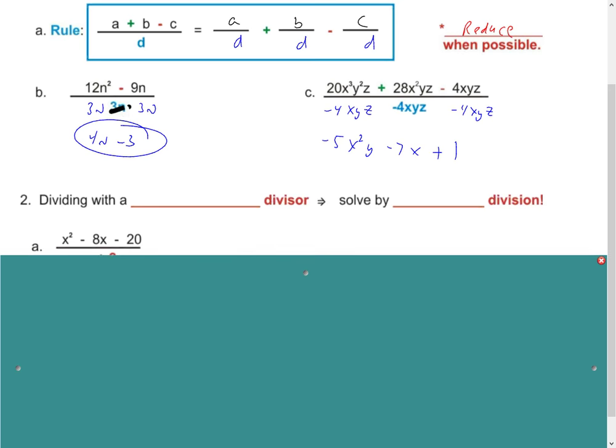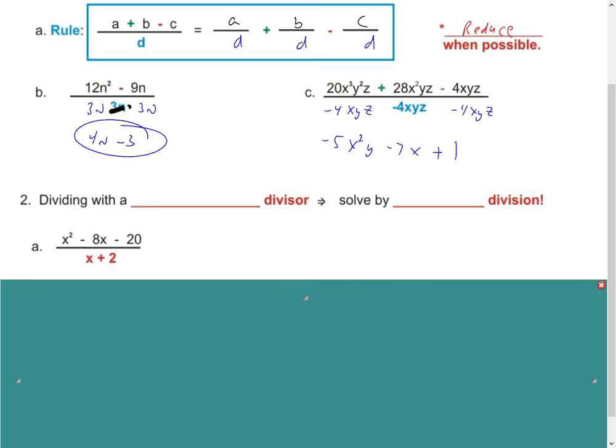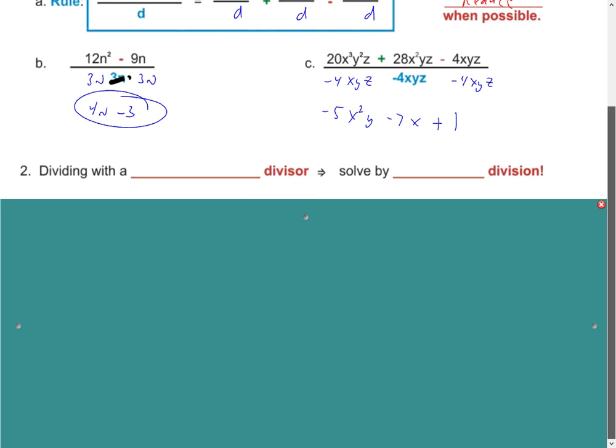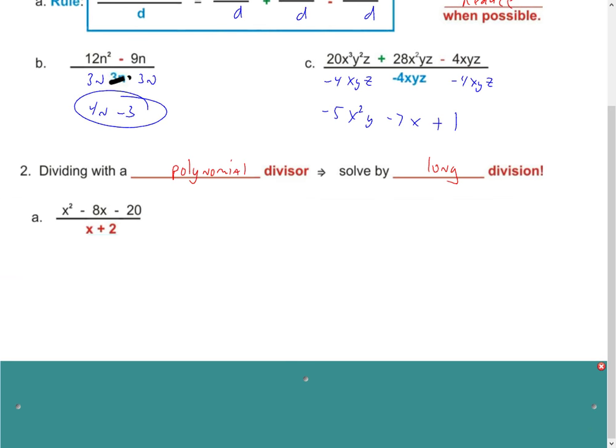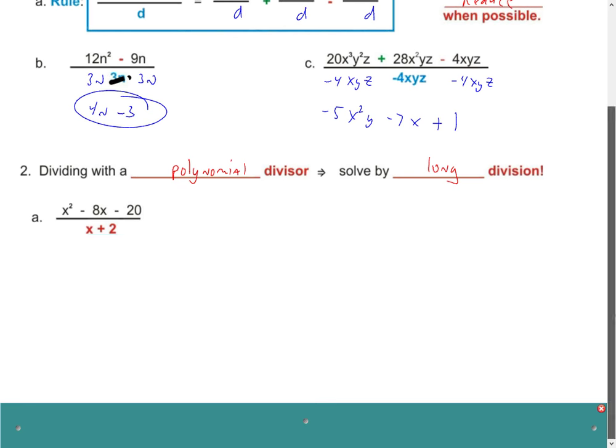Any questions on that? All right, so second situation. Dividing with a polynomial divisor. And we did do these back in Algebra 1, so if you remember, you have to do these by long division. So to do this, you got to go long division.